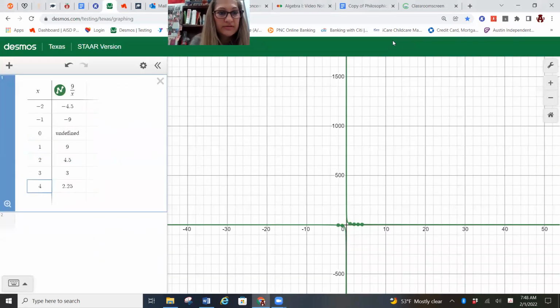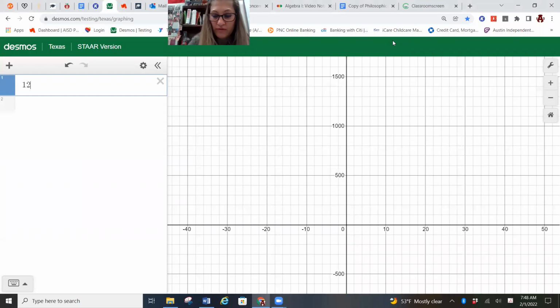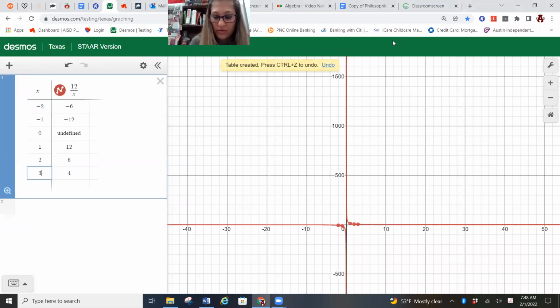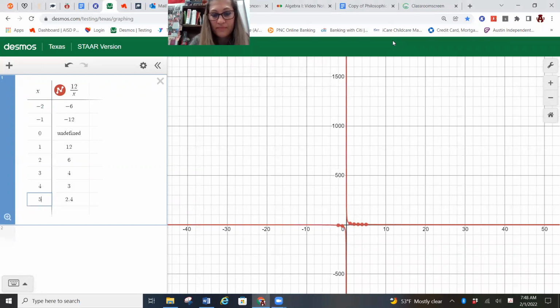Same kind of thing, guys. 12 divided by X. Go to the gear and hit that. 3, 4, 5. Okay. Now we exclude all of the negatives and the 0. We only look at positives.